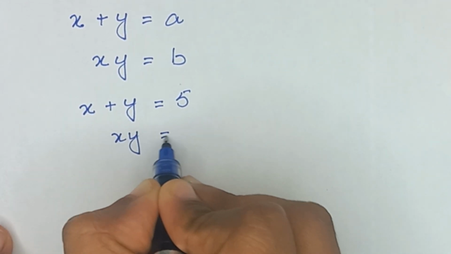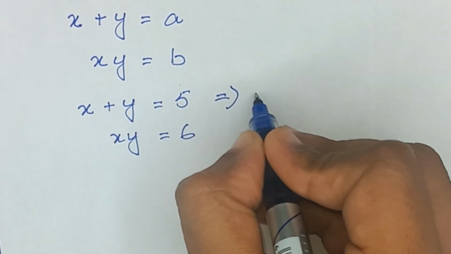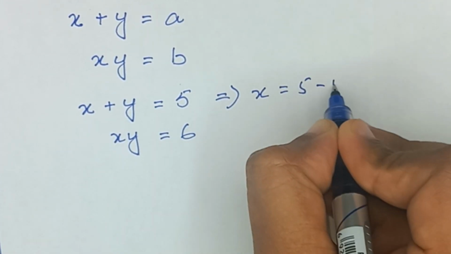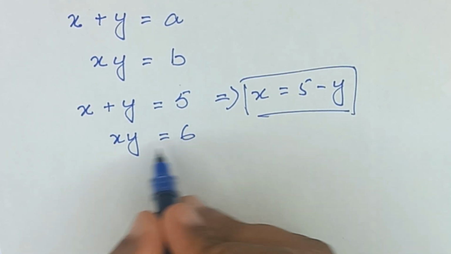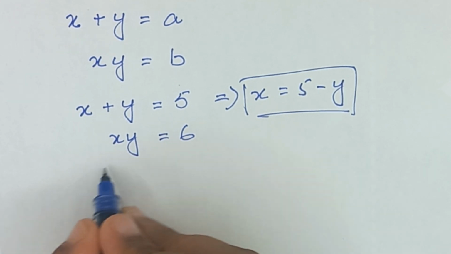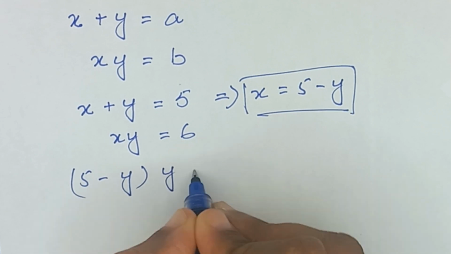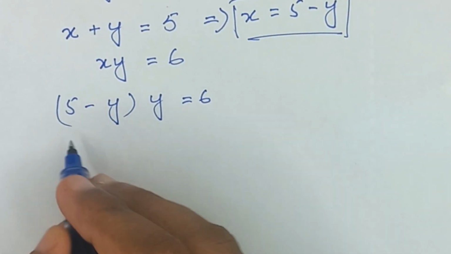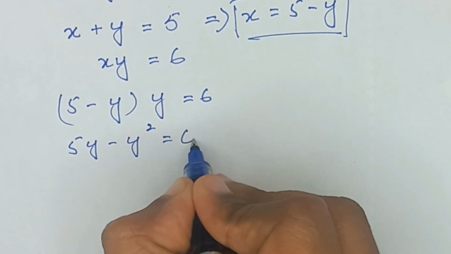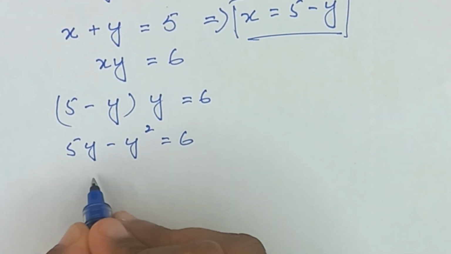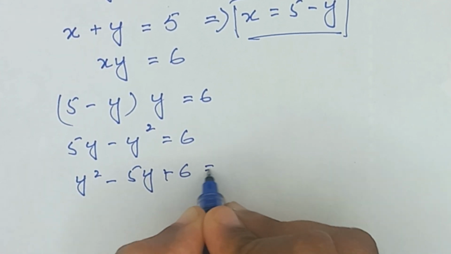From here, the value of x will be equal to 5 minus y. We will substitute the value of x in this equation, which is xy is equal to 6. So here x will be equal to 5 minus y into y is equal to 6. So it will become 5y minus y square is equal to 6. We will take this side to the right hand side. So it will become y square minus 5y plus 6 is equal to 0.